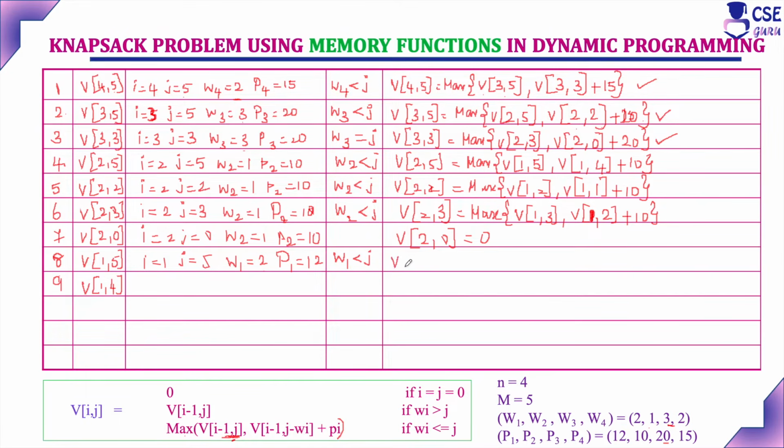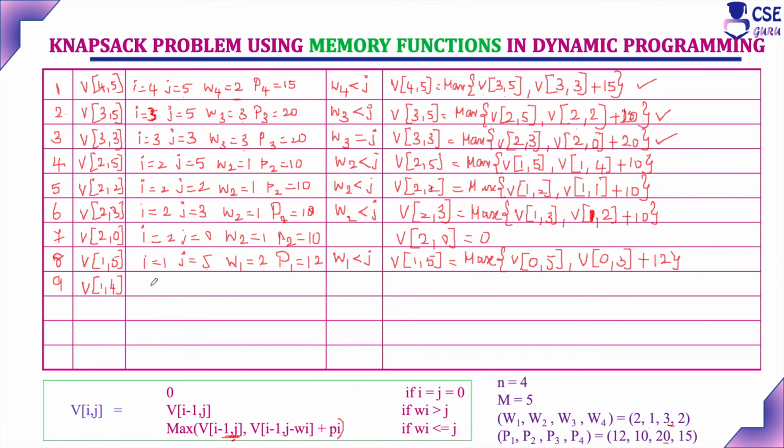That is V of 1, comma 5 equal to maximum of V of I minus 1, 1 minus 1 it is 0, comma J value is 5, comma V of I minus 1, I is 0, comma J minus WI, 5 minus 2 is 3, plus profit of the first object is 12. Okay. And here V of 0, comma 5 automatically will be 0, since I value is 0. 0, comma 3 also will be 0.